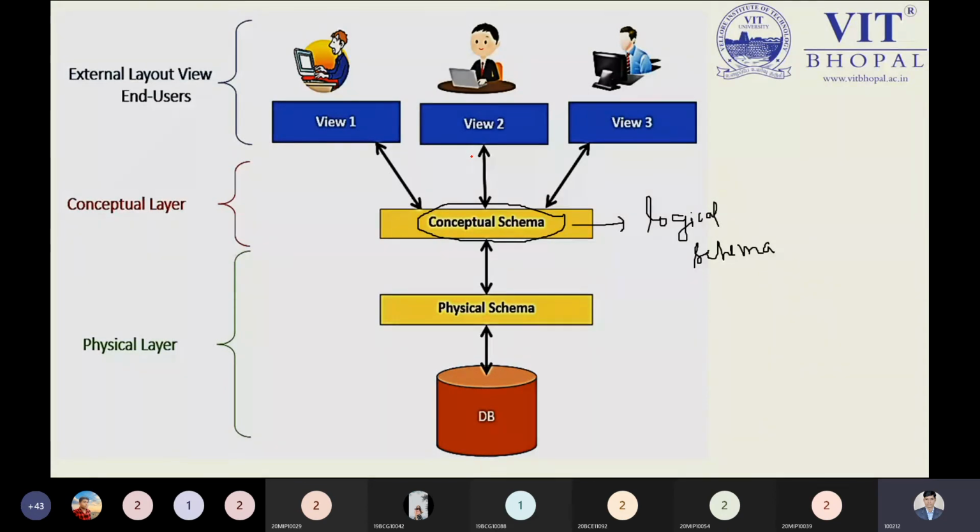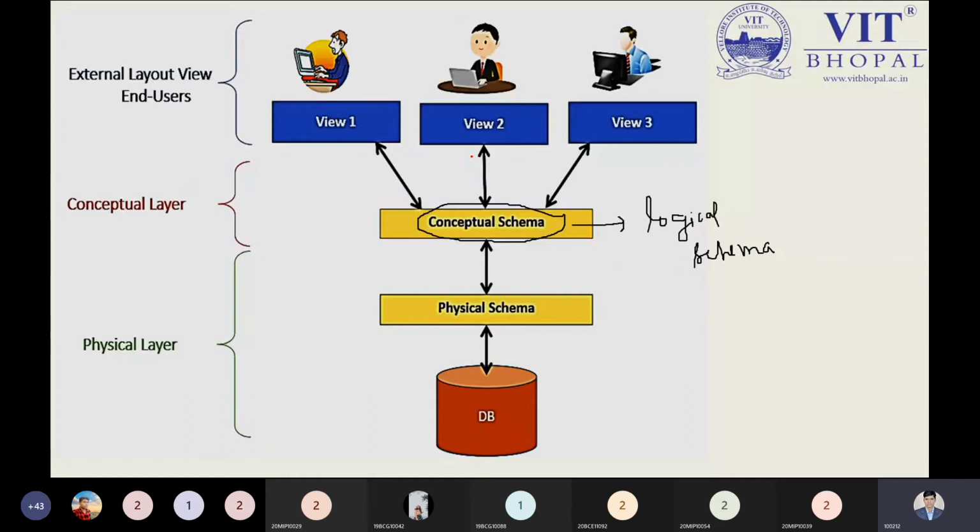Now the view level, which is also known as the external layer. So view one, view two, view three. Different persons: one is Ram, another is Lakshman, the third is Bharat. These three people are looking at their laptop or desktop. They are doing something, but they are accessing the information from the same database. There is only one database available. For view one, we are not installing a different database; for view two, we are not installing a different one. They are all part of the same database.